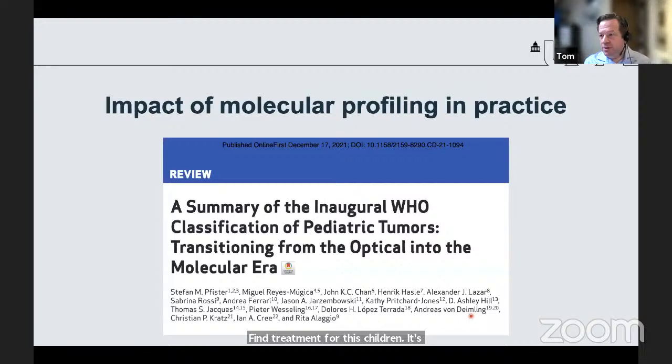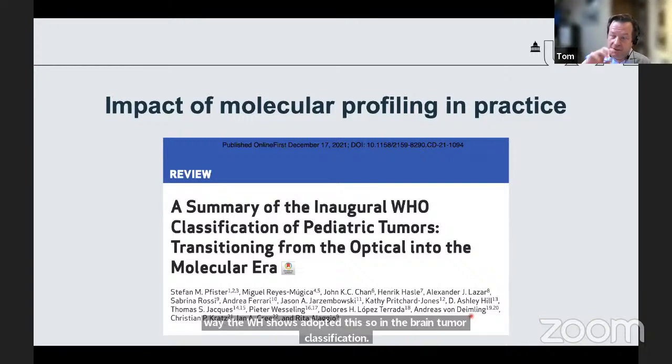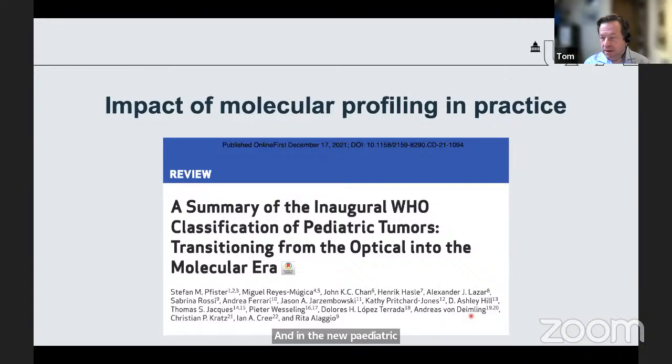It's also changed the way the WHO's adopted this. So in the brain tumour classification and in the new paediatric classification, which this review looks at, we move to a very much molecularly defined group. There are some controversies, particularly in North America, around how that's been adopted. But essentially, for almost every tumour type, methylation array is one of the diagnostic modalities, either as an essential or desirable criterion.